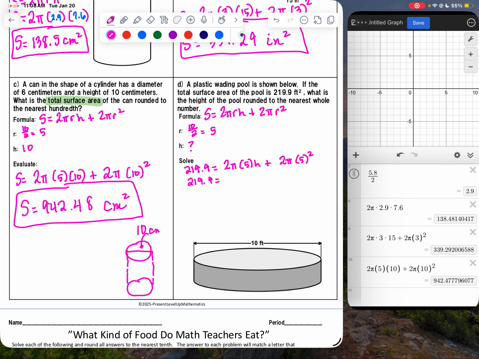219.9 equals, in this first expression, I can multiply the 2 and the 5 together to get 10 pi h. Over here, 5 squared is 25. 25 times 2 is 50 pi. All right, now what we're trying to do now is find the height. So I want to get this h by itself. So step 1, I'm going to subtract 50 pi from both sides.